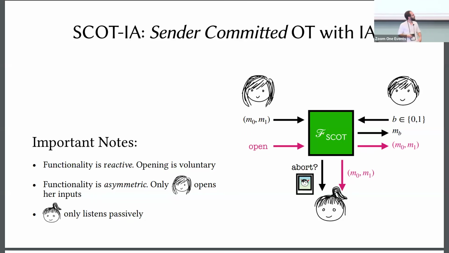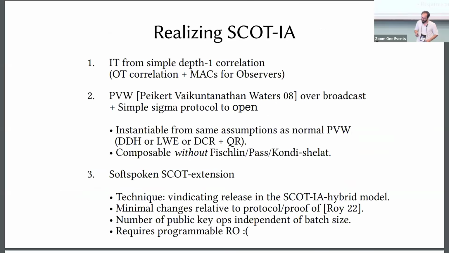And finally, I want to observe that the n-2 parties who are neither the sender nor the receiver are completely passive. They only listen to the functionality. They never send anything. And this property holds for protocols that realize the functionality as well. So the observers will only ever listen to a broadcast channel. They will never, ever transmit anything. In the paper, we give 3 different ways to realize this functionality. First of all, we show that it can be realized information theoretically using a simple depth 1 correlation.